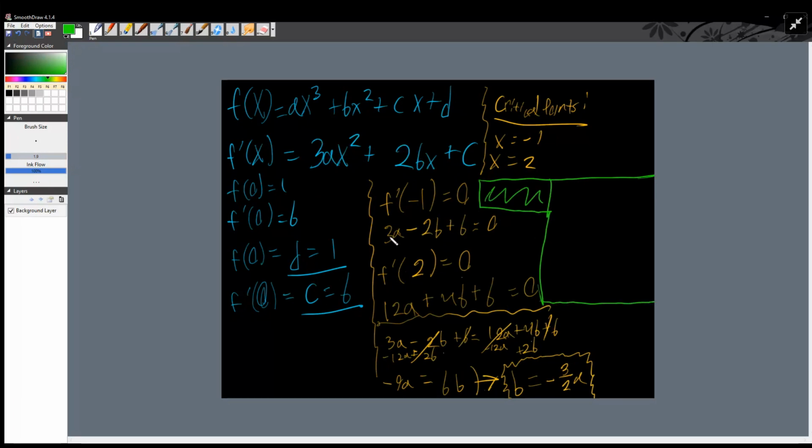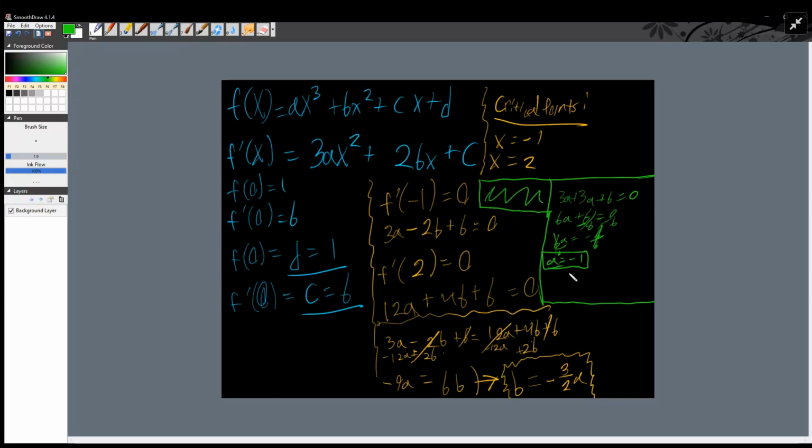Now, let's go back up. We have 3a minus 2 times negative 3/2 a, which is going to be minus negative 3a, or plus 3a. So we have 3a plus 3a plus 6 equals 0, or 6a plus 6 equals 0. We subtract 6 from both sides and get 6a equals negative 6. Divide by 6, and a equals negative 1.